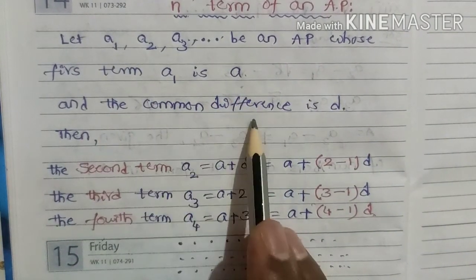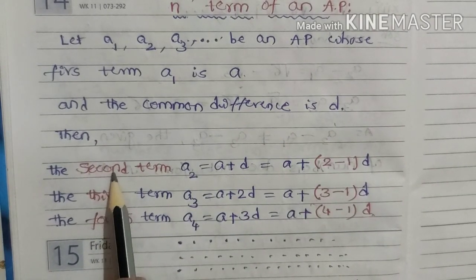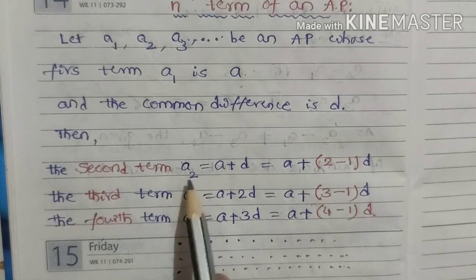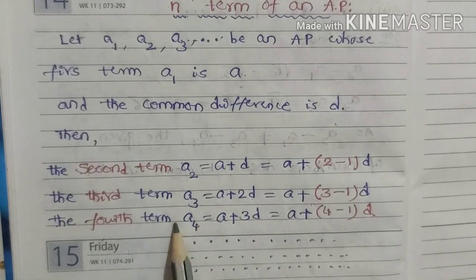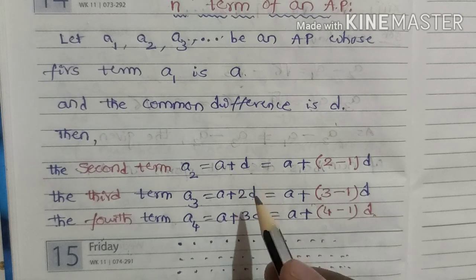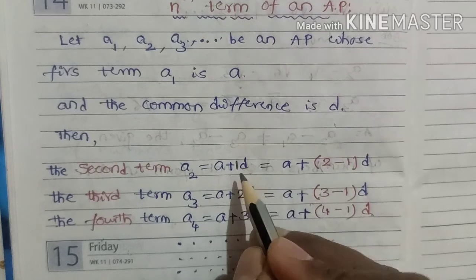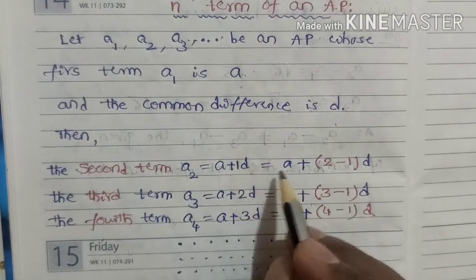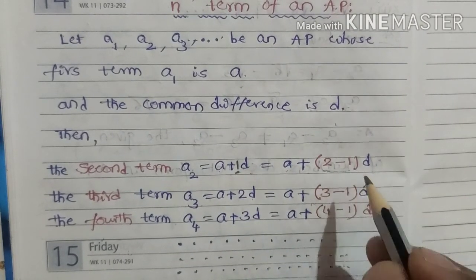And the common difference is represented by D. Then you will write the second term. We know as per the general form, the second term A2 is A plus D, the third term A3 is A plus 2D, the fourth term A4 is A plus 3D. Further, A plus D is nothing but A plus 1D. So A will be A only, and 1 can be written as 2 minus 1.